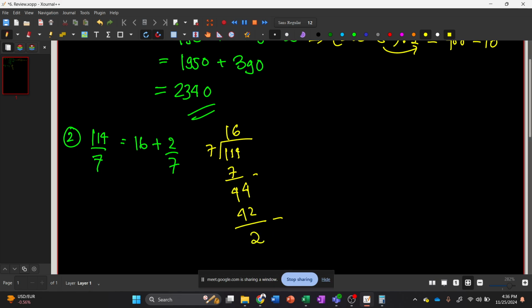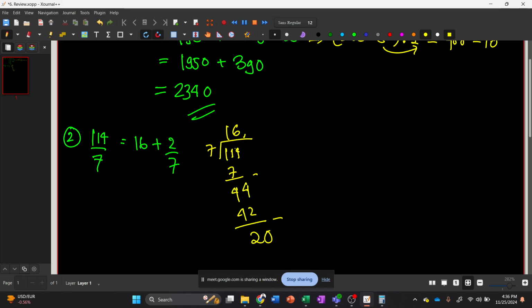Now, the remainder is not 0, right? So somehow we have to continue this division. And of course, we have learned previously that we can add 0 here, but at the cost that we have to add a comma here, the 0 comma.